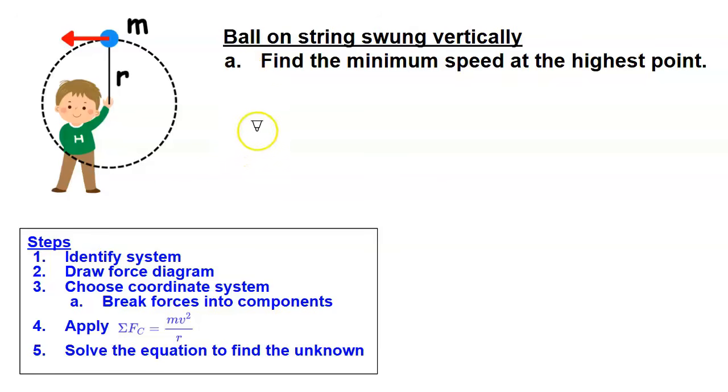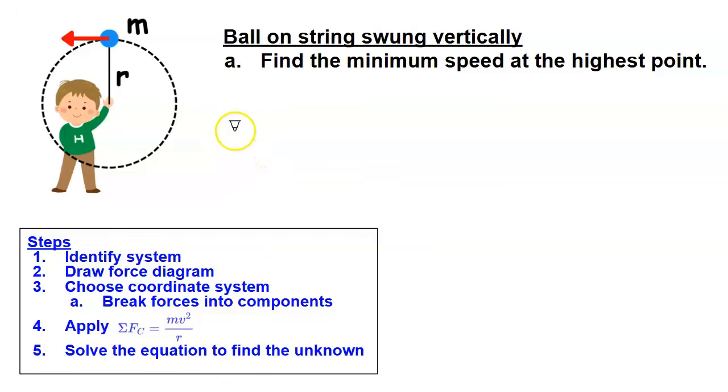In this video, we're going to solve 6 circular motion problems. The first problem we're going to look at is a ball on a string that's swung vertically. So this student right here is swinging this ball on a string, and we want to find the minimum speed at the highest point.